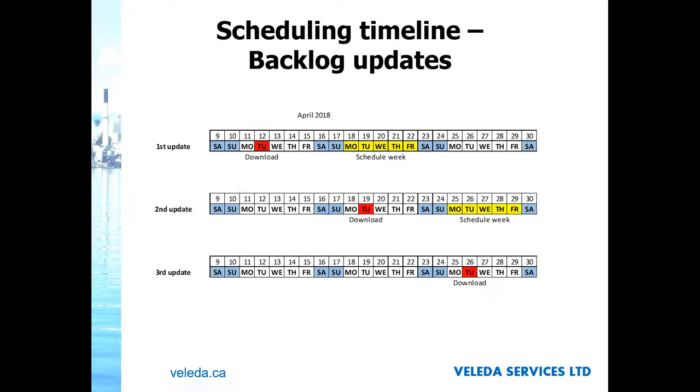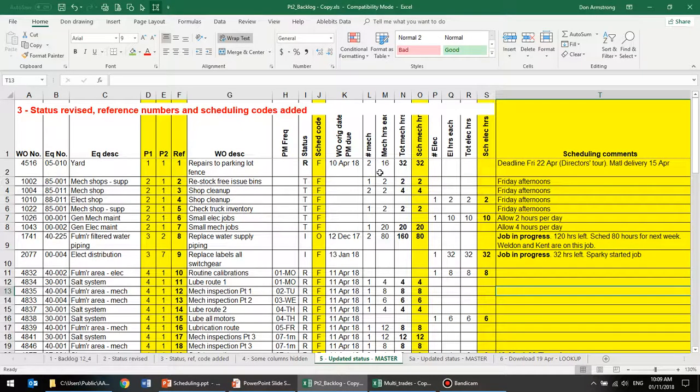Now, in part one, we looked at the timeline for backlog updates. You can see that if we're looking at doing an update on the 19th of April, we have a backlog that was prepared on the 12th. And when we download the information from your maintenance computer system on the 19th of April, most of the jobs that are being done during the week of the current week, the 18th to 22nd, have not been completed, and they're still open in the backlog. So when they copy over, we get some duplications. The scheduling code we can use to get rid of those duplications.